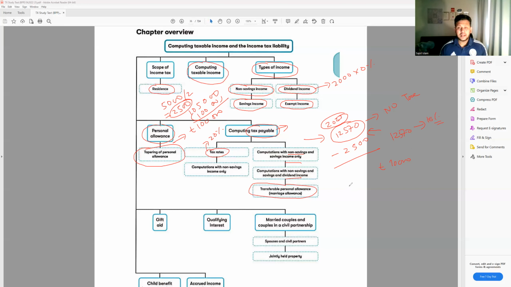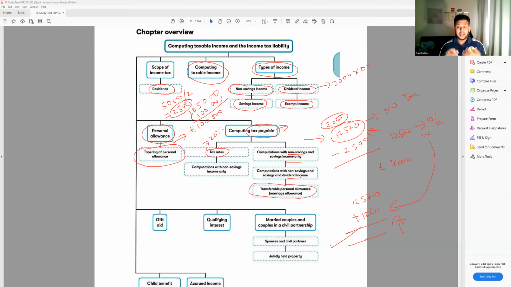So what will happen? The other person, the husband, has a personal allowance of 12,570, and this 10% from the wife will be added here. Let's say 1,260, so it will be added. So his personal allowance will now be increased from 12,570 to 13,000-something. That means he will not pay tax on that amount up to 13,000.